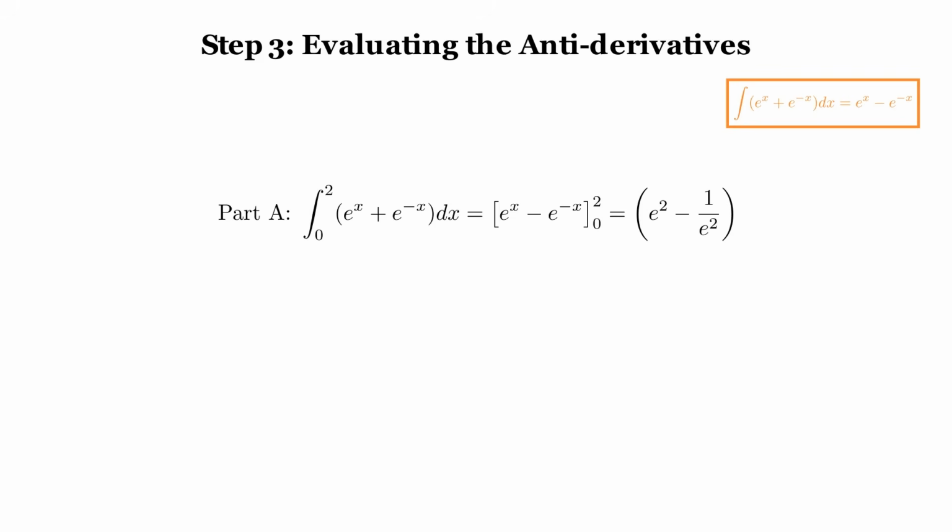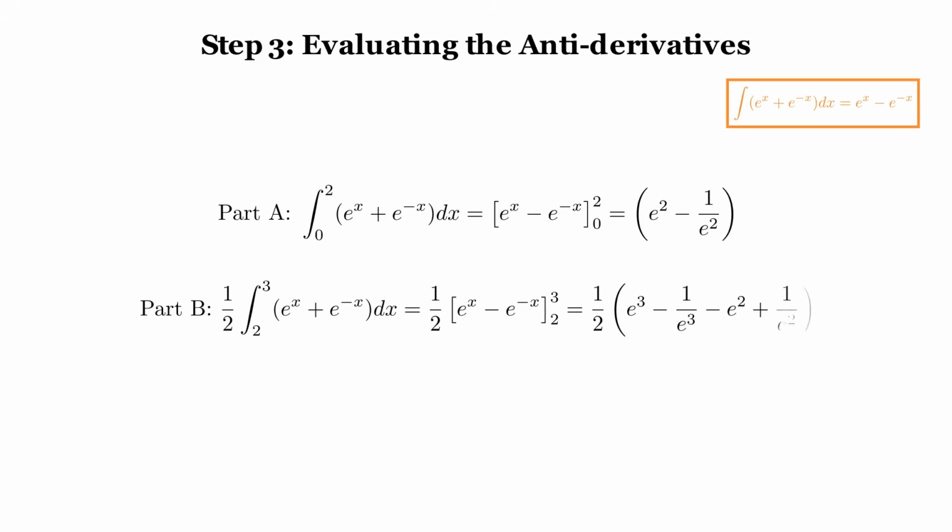Now let us integrate the second term from 2 to 3. So we have a constant term 1 by 2 outside. So the expression is half multiplied by integral from 2 to 3 e to the power x plus e to the power minus x dx is equal to half of, then we replace it with the antiderivative, that is e to the power x minus e to the power minus x evaluated from 2 to 3. Plugging in the bounds for 3 and 2, we get a half of whole multiplied by e cube minus 1 by e cube minus e square plus 1 by e square. So this is after opening all the brackets. So this is our second term.